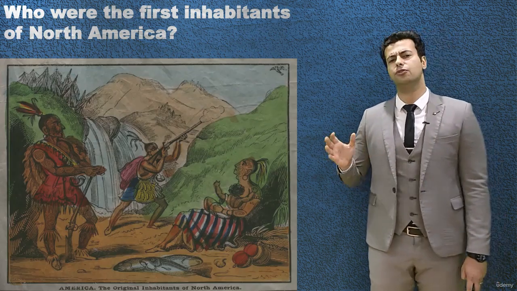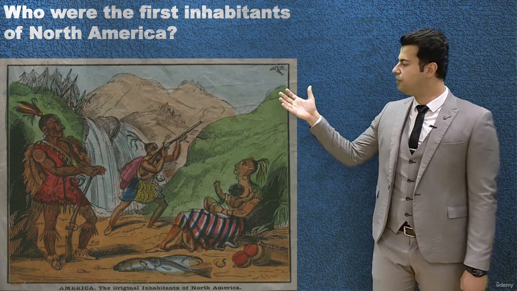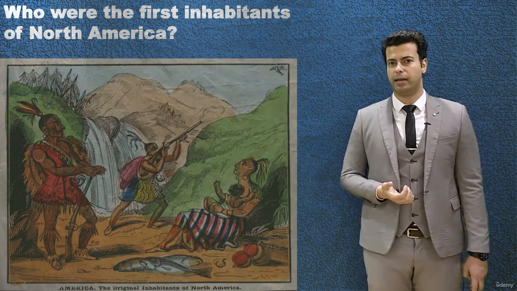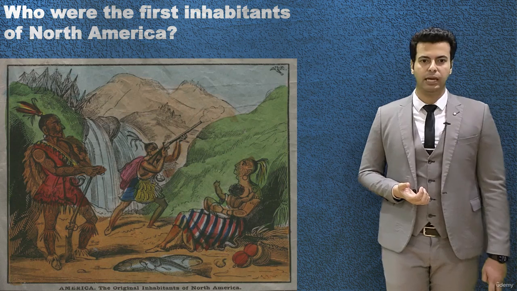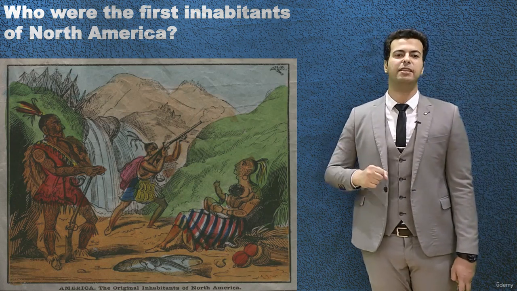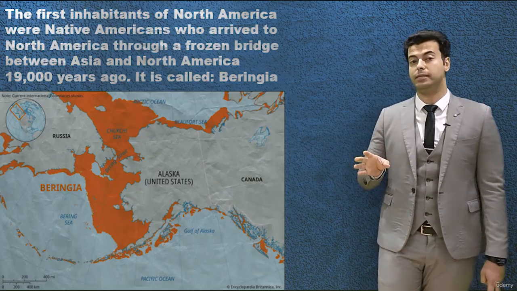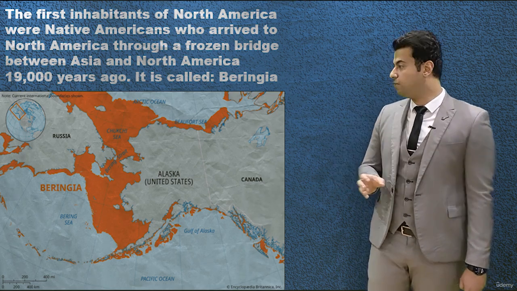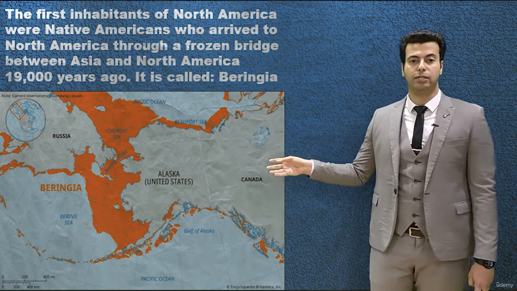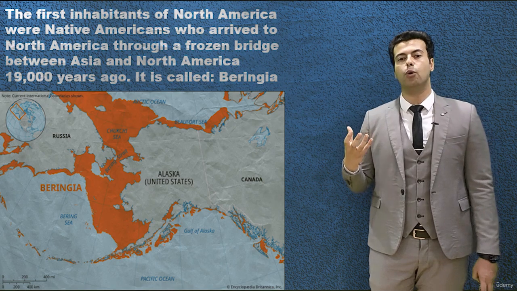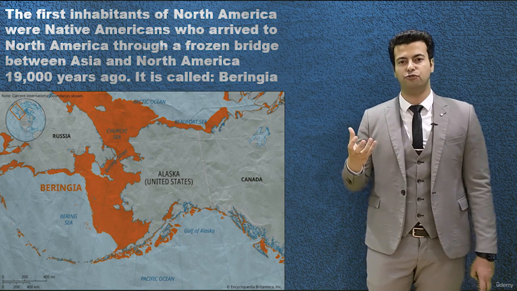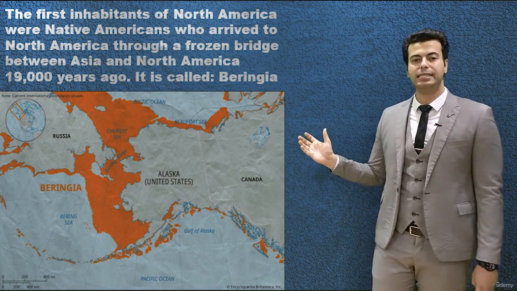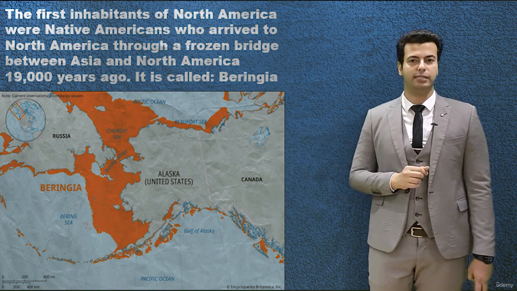Now, first let's start with who were the first inhabitants of North America. Who are these people? Now, we say that the first inhabitants of North America were Native Americans who arrived in North America through a frozen bridge. As you can see in this picture, the bridge, we call it Beringia. And these people passed 19,000 years ago.